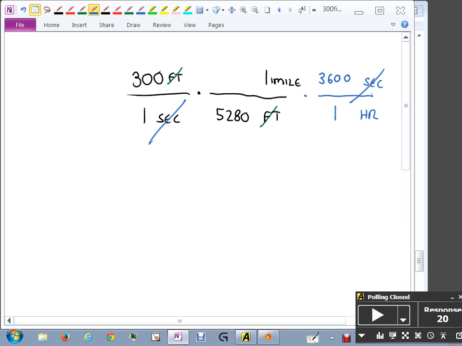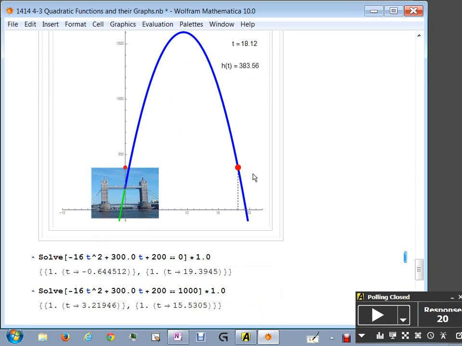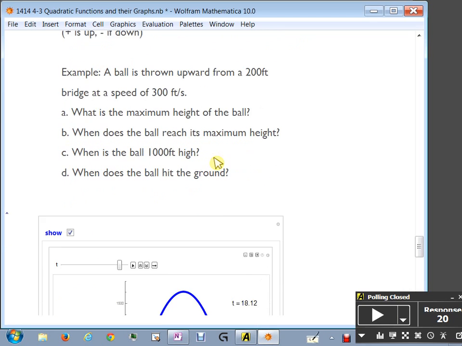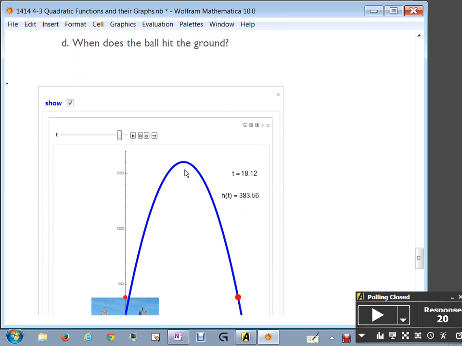So you fire a ball up at that speed, it's going to take 19 seconds for it to come back to the ground. We have to still verify that. So let's answer the questions that were being asked. What is the maximum height of the ball? In terms of my parabola, what's the maximum height?